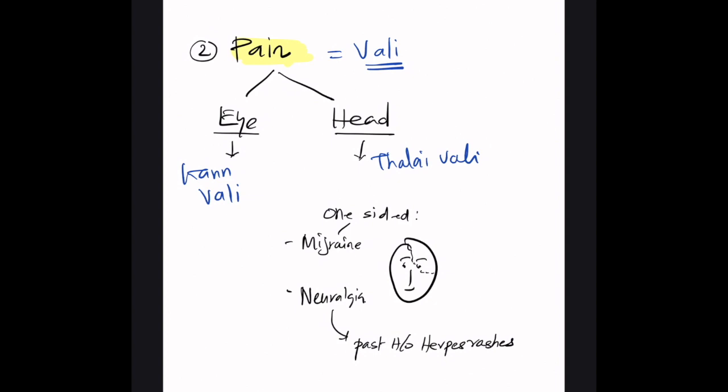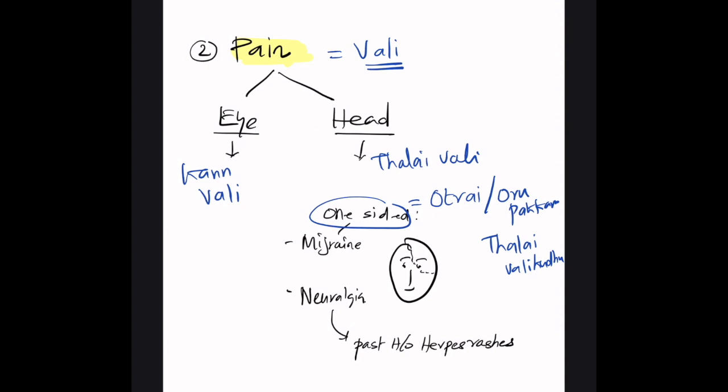Now, most often the patients who present to us have migraine. This is called a one-sided headache. One-sided means "otrai", or "oru pakkam". "Oru pakkama thalai valikkidhu" means I'm having pain on one side. So "otrai thalai vali" means one-sided headache, most commonly migraine.